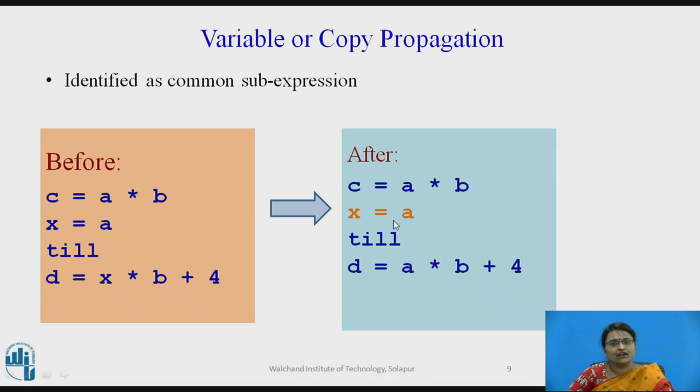Copy propagation: the value of this variable is copied here, but instead of taking this variable, we are directly taking that variable. Let us see what will happen for the statement x equal to a, because now we are not using this statement. That will be taken as another part of code optimization.